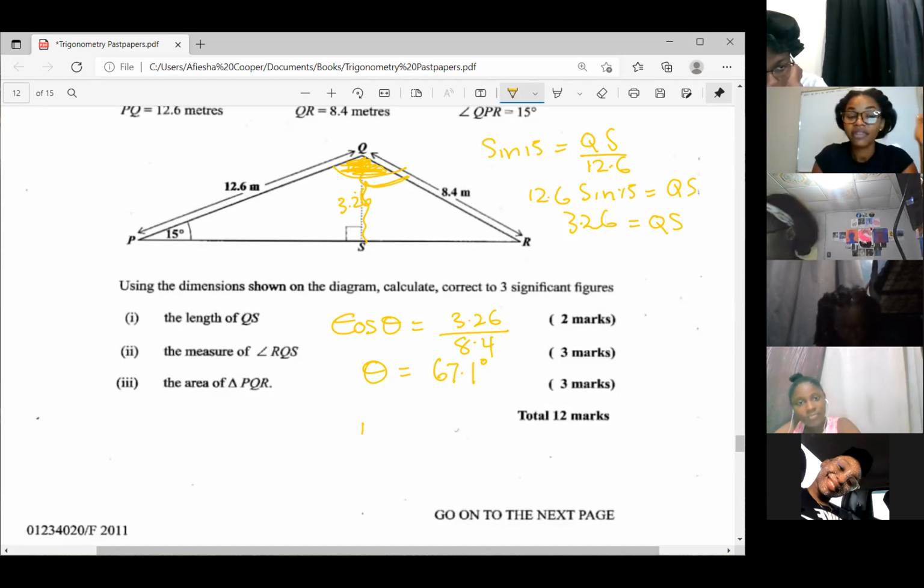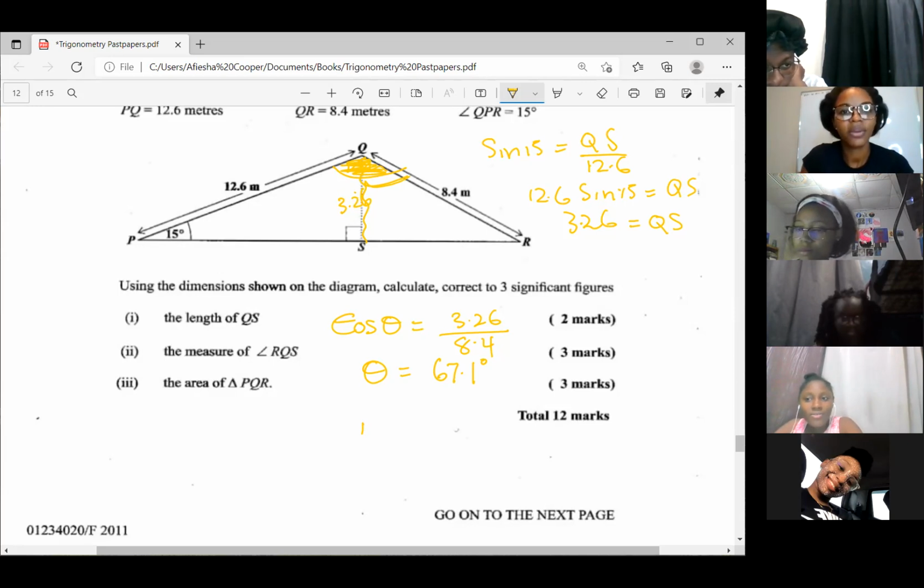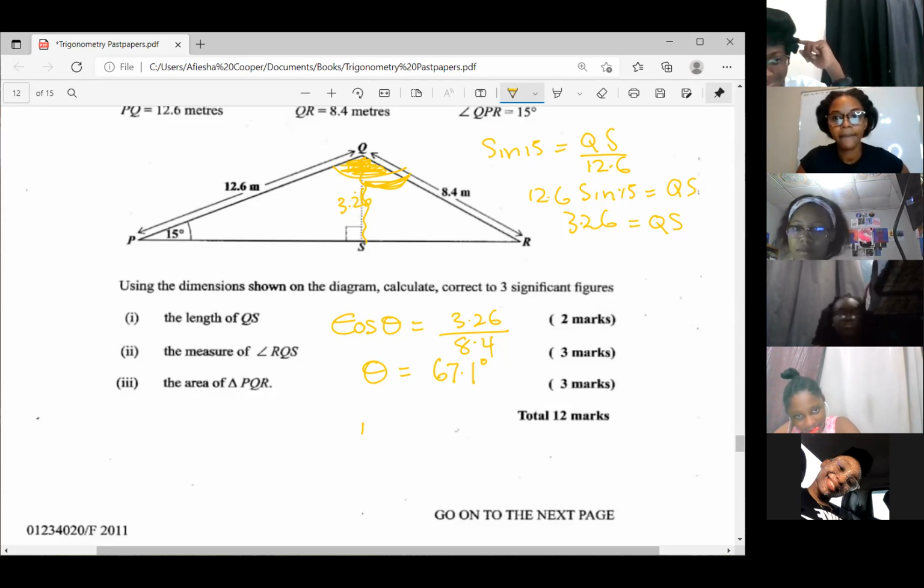Sorry, I feel like I'm here and I'm not here at the same time. This is our answer, right? Because it's RQS, so it's inside here. Why was I thinking RQP? So this is our answer, right? 67.1. Yeah?